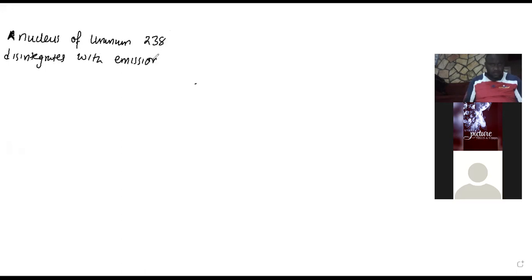So let me write it again. I was saying a nucleus of uranium 238 disintegrates with emission of a nucleus X and an alpha particle. Question 1, write down the equation for the reaction.